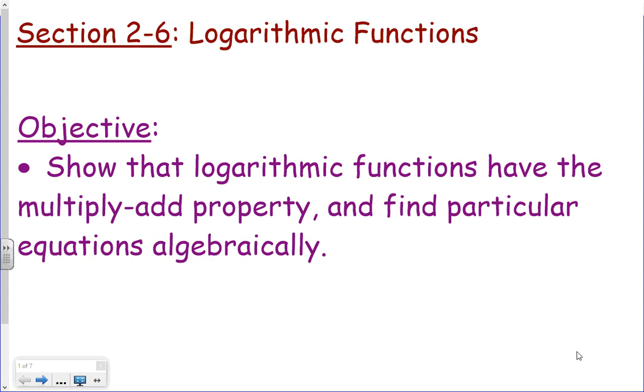So we've talked about the other four functions in this chapter and being able to do these things. We've talked about the linear, quadratic, exponential, and power functions. We've talked about their numerical patterns as well as their equations and being able to come up with those. And now let's take a look at the logarithmic function and see if we can do the same thing.